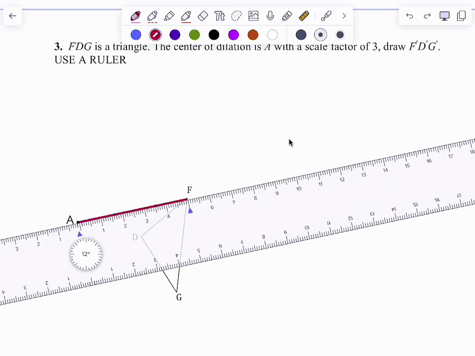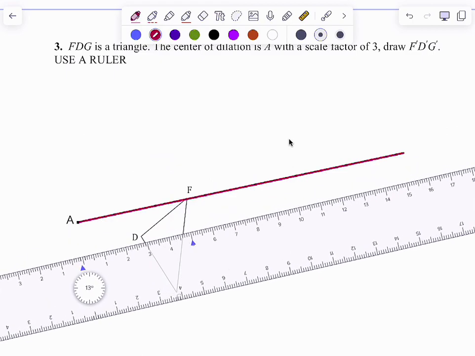So you would measure from A to F, which is exactly 5 centimeters. The problem says do a scale factor of 3, so I multiply it times 3, which is 15. And then I draw to 15, and then I'm gonna label that the new F. Okay, you can use a different color if you want. Is it A to F or is it D to F?